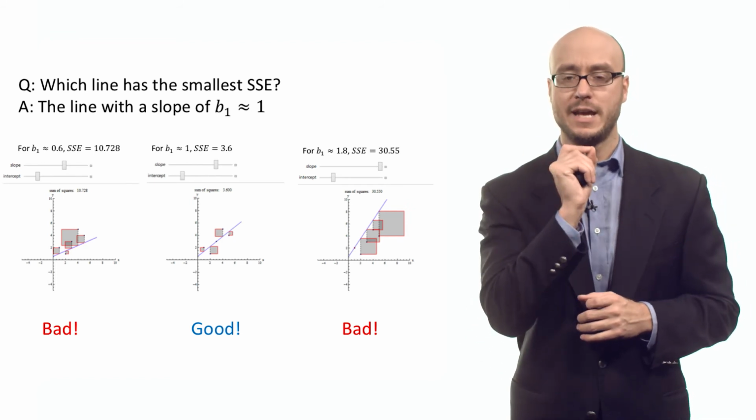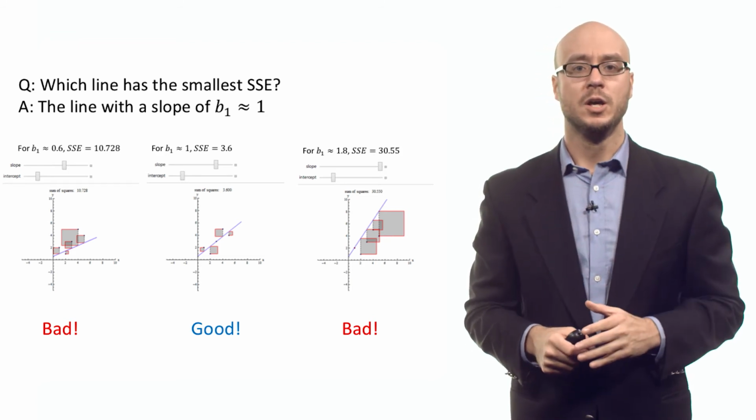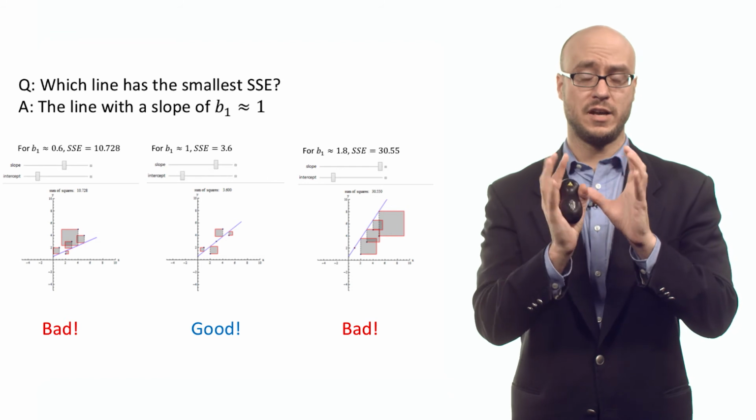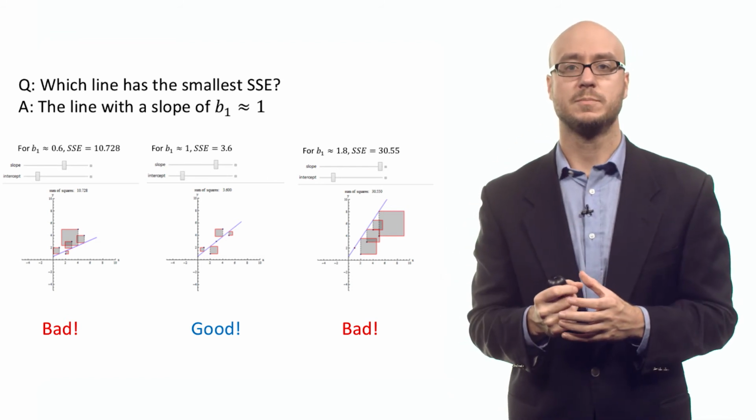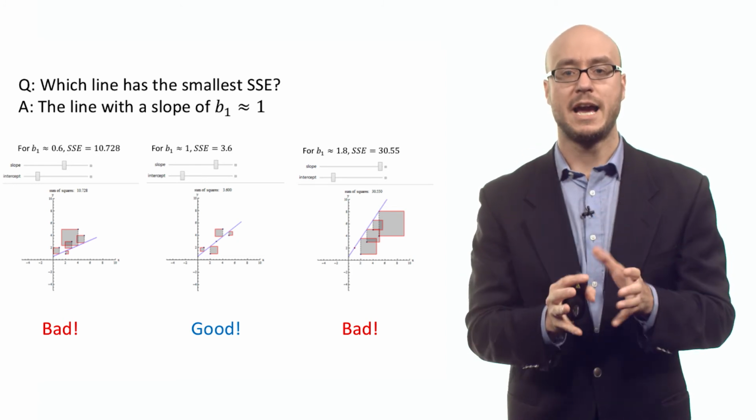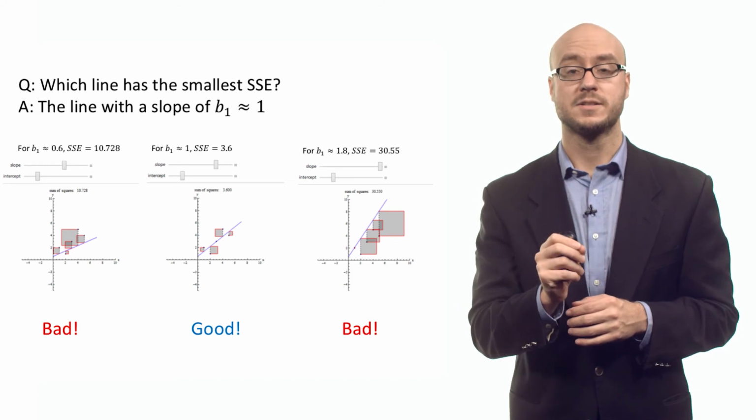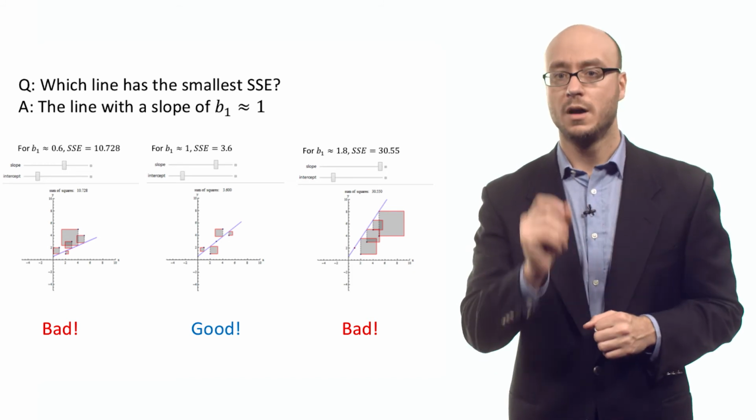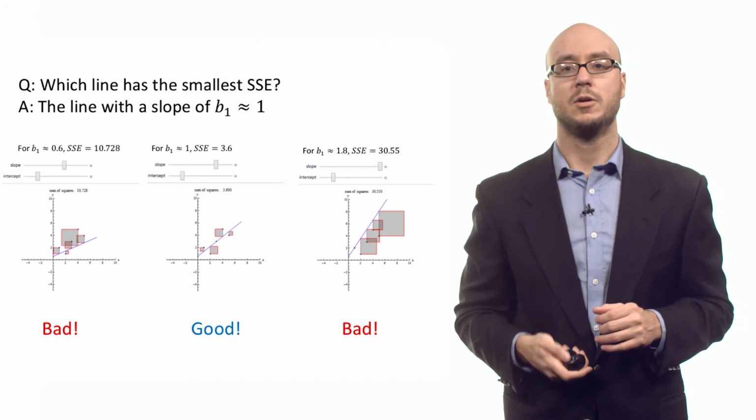When we keep that intercept the same and just change the value of the slope, if you change the value of the slope below 1, the boxes inflate. If you change the value of the slope so it's above 1, the boxes inflate. So for this particular scatter plot, the line with the smallest sum of the squared errors results in a slope of 1. Right? By minimizing the sum of the squared errors, we get a slope of 1.